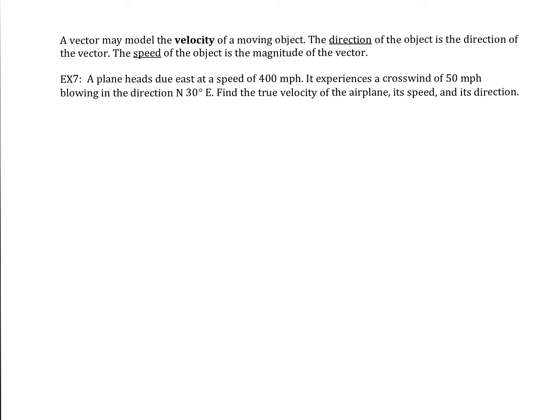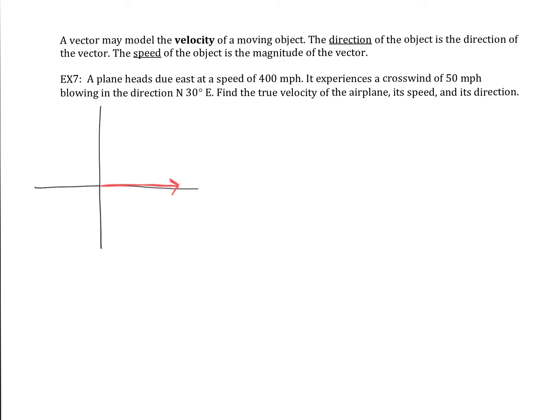All right, so go ahead and draw a small graph here on what this looks like. Okay, so I have my coordinate plane, and then what do I know? A plane is heading due east, so it basically means exactly east. So this is where the plane is heading, due east.